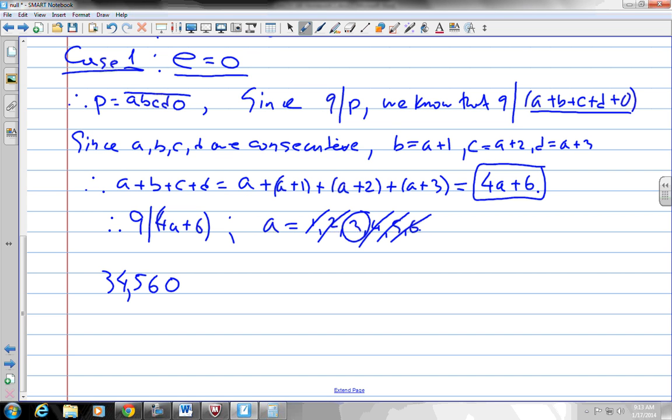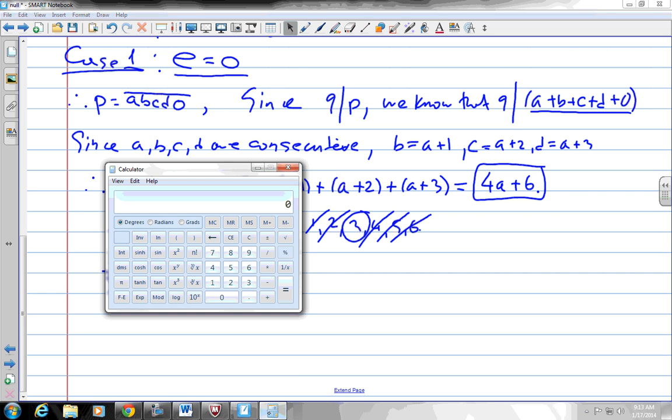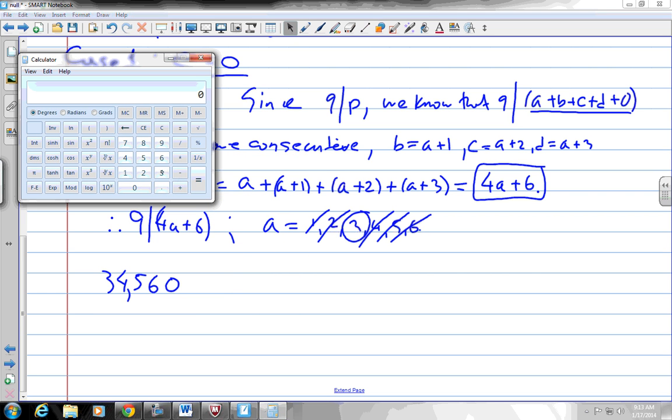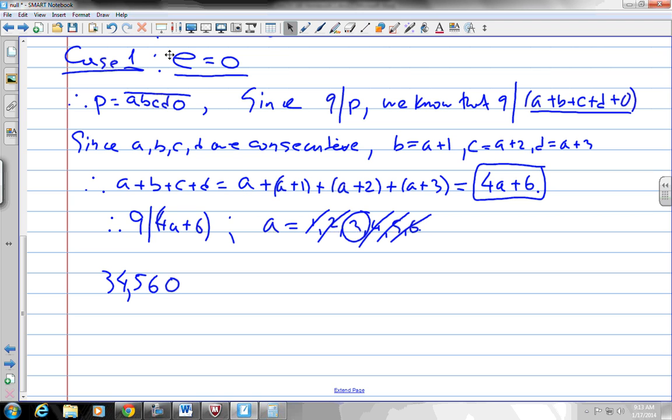So here's a number. It's a 5-digit number. First 4 consecutive, divisible by 45. Check this out. 3, 4, 5, 6, 0, divide by 45. We got something. So that's actually the only number that we got. But that's just case 1. Now we'll have case 2.